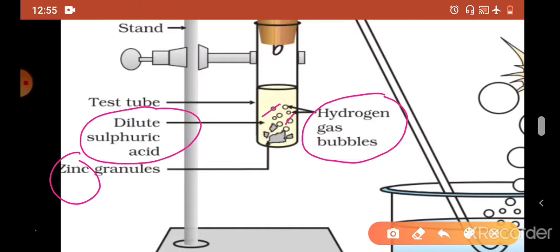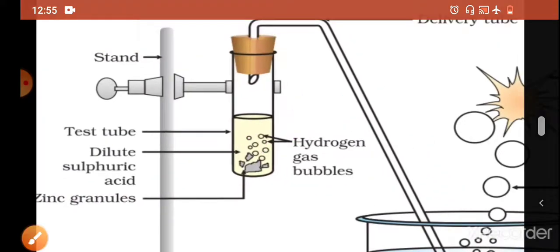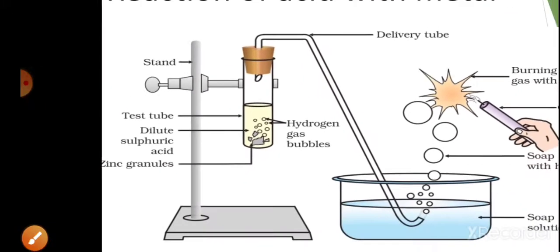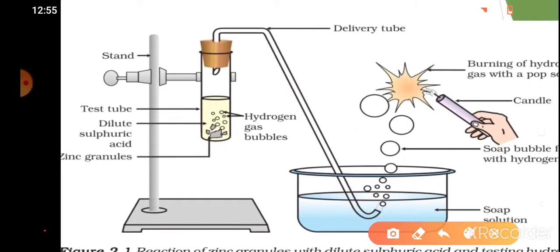And what happens to this hydrogen gas bubble? How do we know that it is only hydrogen? For that, after getting these bubbles, we are passing this hydrogen through the delivery tube, and where it is going we can see, right? So here we can see hydrogen is passed through the delivery tube, and then it is going to the soap solution which is kept in the beaker. In soap solution it creates many bubbles.